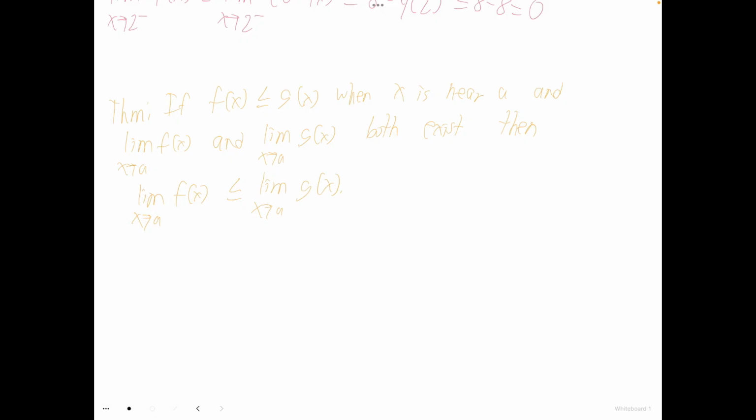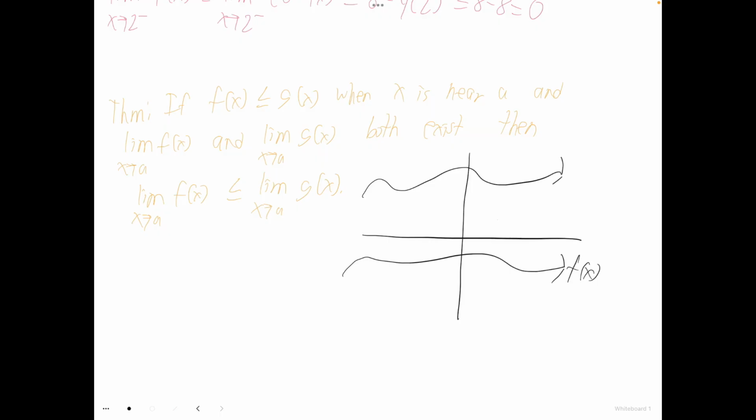Now, this should not be a surprising fact. All that we're saying here is if f of x is smaller than g of x when we get really close to a, then whatever the limit of f is approaching, it's smaller than what the limit is that g is approaching. And so graphically, kind of the picture here is we have some function f of x and some function g of x. And as we approach the value of a, f of x is always less than or equal to g of x, so its limit is going to be smaller as well.